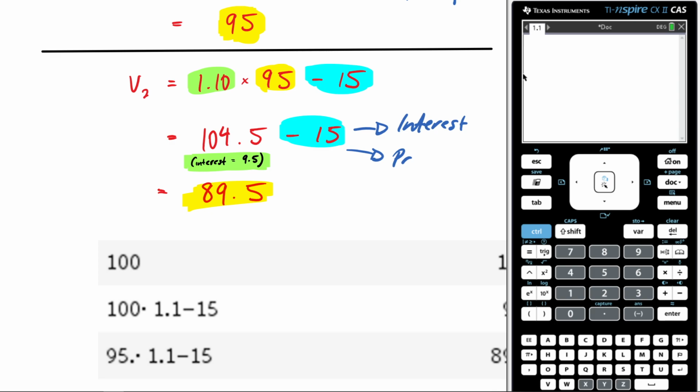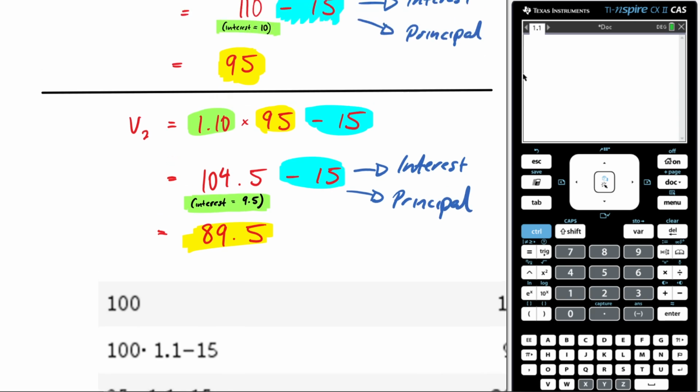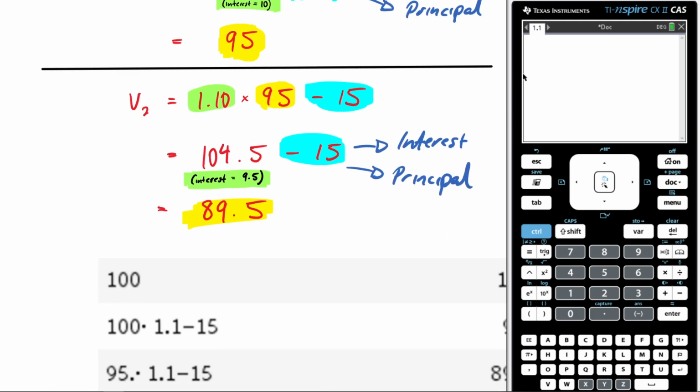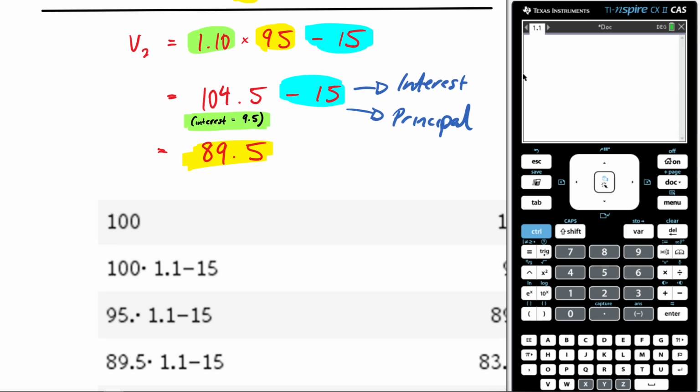Can't spell principal. I think that's how you spell it. Principal as well. That's how it's working. I think I misspelled principal. Is that how you spell it? Principal? Yeah, it just looks wrong, but it's correct. That's how it's working there.